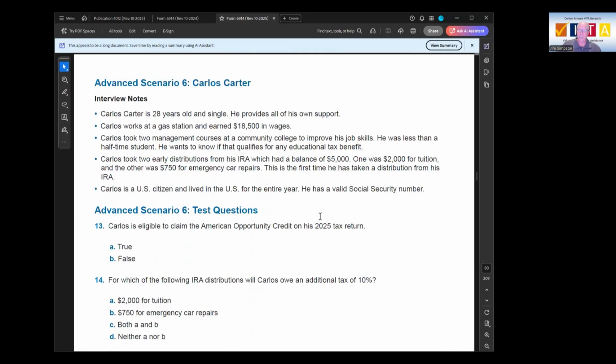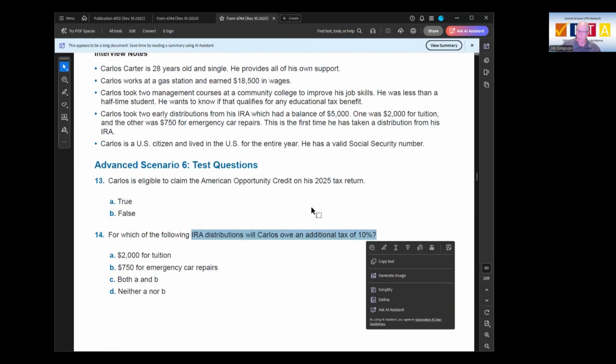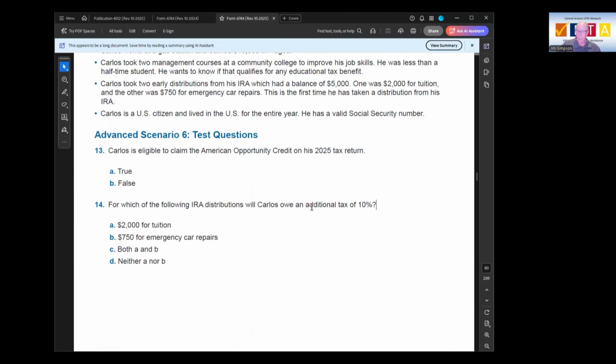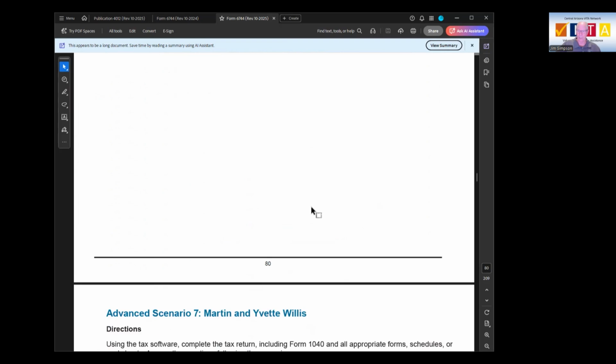Okay, advanced scenario 6. So what are the questions here? They're asking about the American Opportunity Credit. We haven't covered it yet. And then they're also asking about whether he would owe an additional tax on his IRA distribution, and we haven't covered that yet. I think we're going to cover that in today's video.